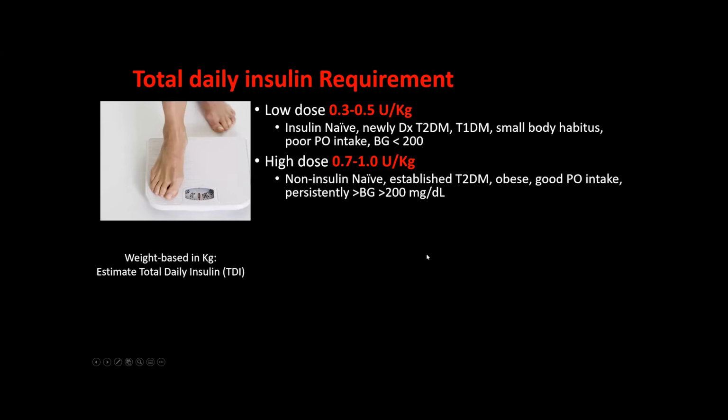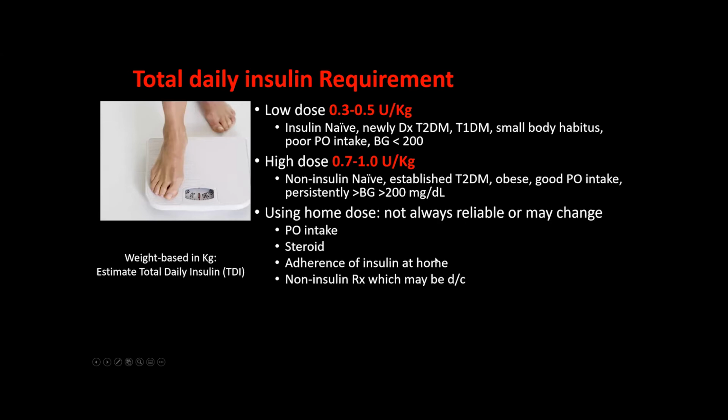This tells you how much insulin the patient will require in 24 hours. What about somebody who is using insulin already? Can I use the home dose? Yes, you can use the home dose, but it's not always reliable, and it may change in the following situations. If the patient's PO intake is changing from the home dose, the patient may be eating a lot of carbohydrate at home, or you just started a steroid, the home dose may not be enough. Second, the home dose may not be the real dose they are taking. They say, I'm taking 50 units a day, but if they keep missing 2 or 3 times a week, they may be taking only 30 or 40.